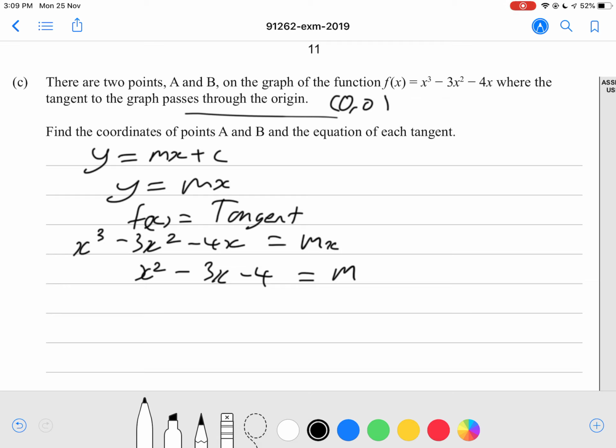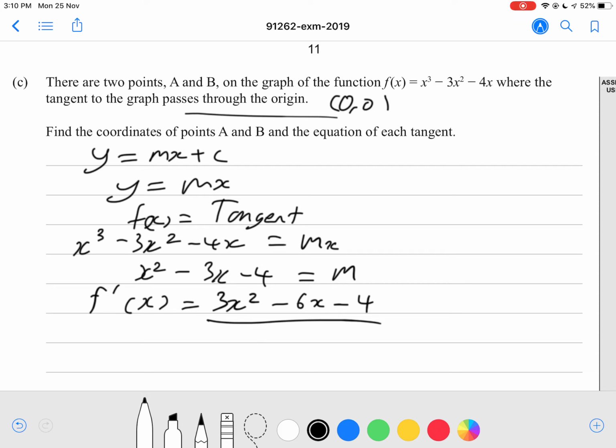However, the way we can figure out this m is by using our gradient function, which is our f dash of x. Our f dash of x would be 3x squared minus 6x minus 4. And our f dash of x is also another equation for our gradient as well. So basically, this is also our gradient.